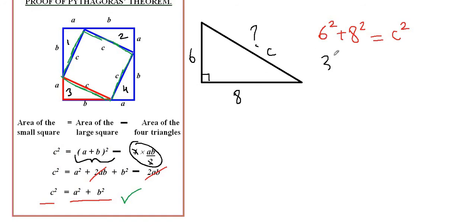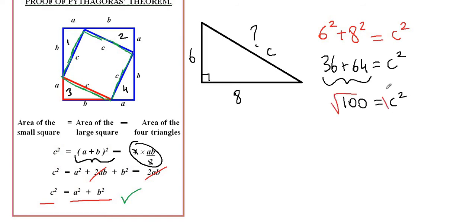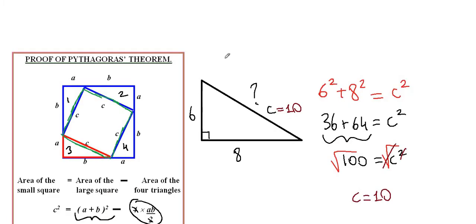So 6 squared is 36, 8 squared is 64, equal to C squared. So if we add these two, we obtain 100 equals C squared. We're going to solve for C, so we take the square root on both sides. Square and square root signs are inverse operations, so the square root cancels the square. So C will be equal to the square root of 100, which is 10. So C has to be 10. So here, we learned how to find the missing hypotenuse if the hypotenuse is missing.